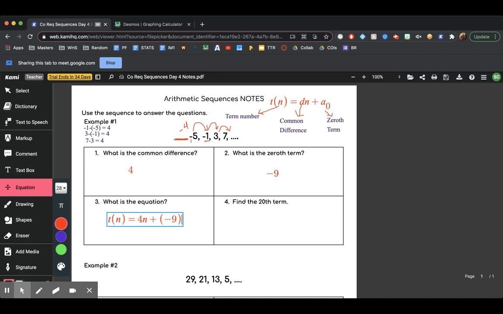But if you notice, it looks a little ugly and complicated, too much going on there. So what we can do is just ignore that. And instead of putting plus and -9, just put -9. And that makes the equation a lot cleaner and more simplified.